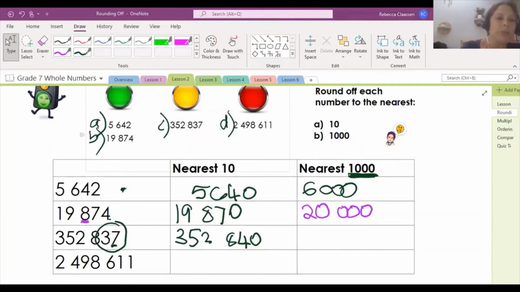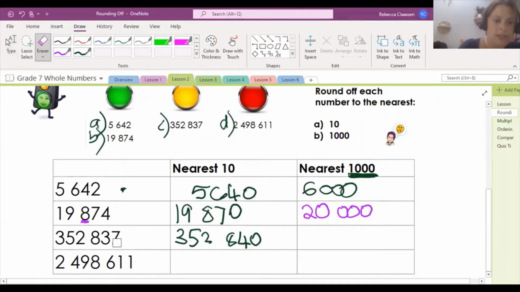Right. So when we are rounding off to the nearest 1,000, then we need to look at the hundreds column, and the hundreds will tell us what's going to happen to the thousands. Okay, this is my thousands. There's my 1,000. And so 8 is bigger than 5, which means my 1,000 is going to have to go up to the next 1,000.